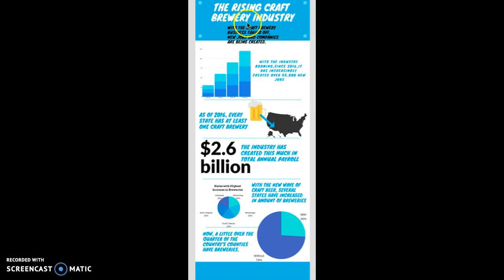Starting at the top of my infographic, we have how the industry has come up within the last 5 years, followed by each state, followed again by how much money comes into the industry, and getting into more serious information about the increase of states with breweries, and lastly, finishing off with what counties in each state have breweries.